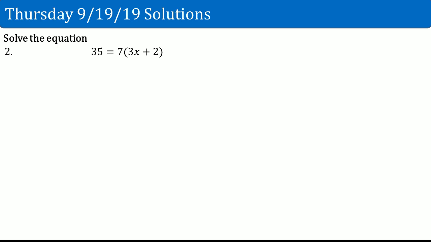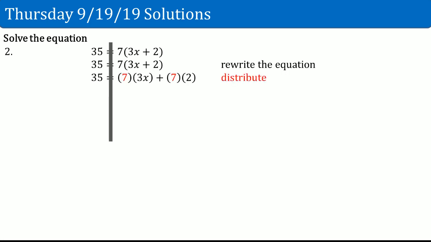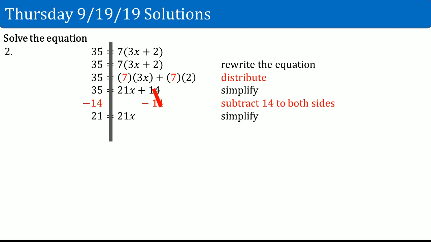2. 35 equals 7, parentheses 3x plus 2. Rewrite the equation and draw the line down is always the first step. I see the parentheses, so I'm going to distribute to get rid of it. 7 times 3x and 7 times 2. 7 times 3x is 21x, and 7 times 2 is 14. Okay, try and get the variable alone. Subtract 14 on both sides. 35 minus 14 on the left-hand side becomes 21. On my right-hand side, the 14 minus 14 cancels out.